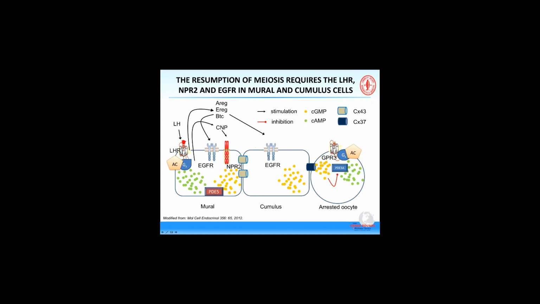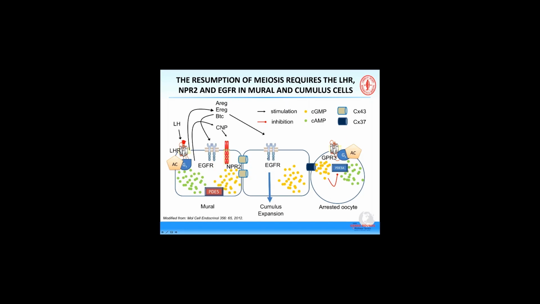And then this can activate the EGF receptors that are present in the mural cells, and also the EGF receptors that are present in the cumulus cells. The activation of the EGF receptor in the cumulus cells is essential for cumulus expansion. If you don't have this activation, cumulus expansion just doesn't happen. So this is then an important effect of the increase in the ligands for EGF receptor that is caused by LH when it acts on the mural granulosa cells.